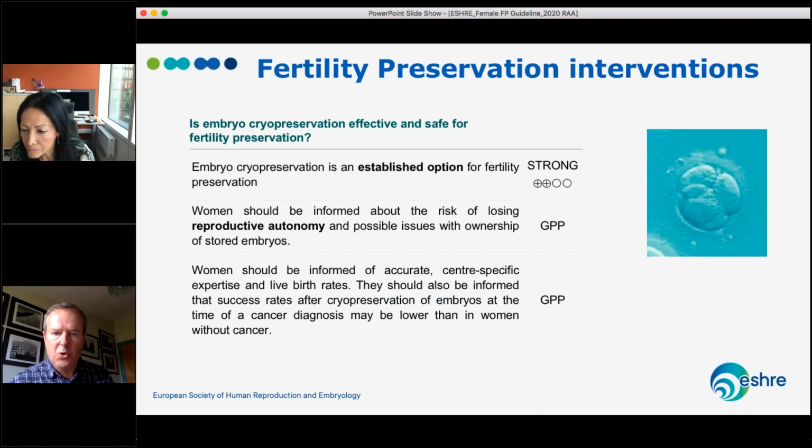Embryo cryopreservation, also an established option. The issue of loss of reproductive autonomy is of course very important with this, and again the need for accurate centre-specific information on this.